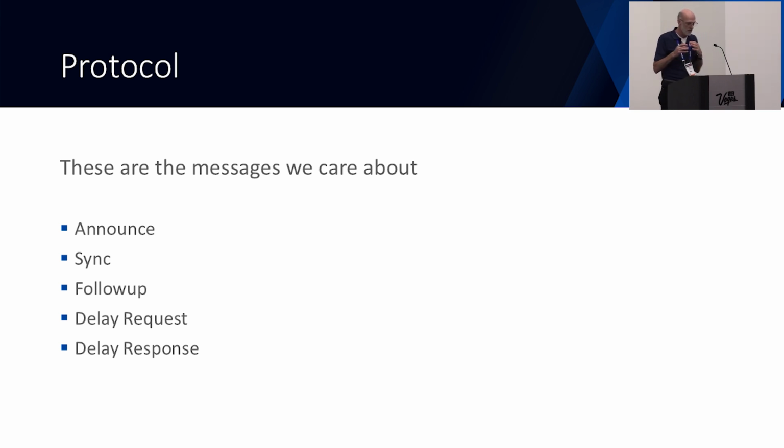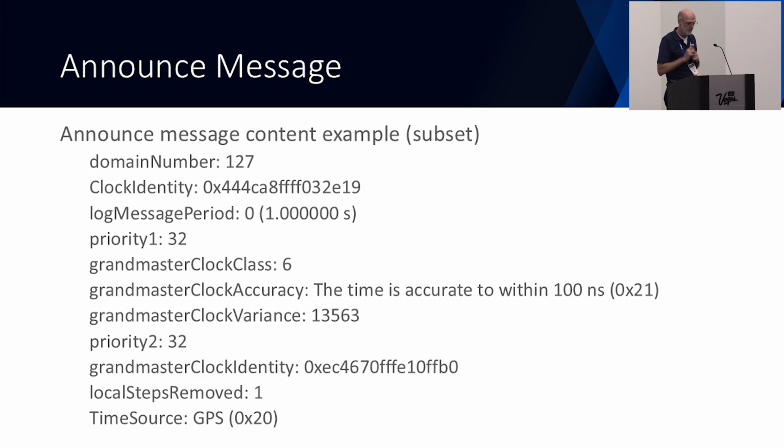So these are the messages that we'll talk about. There are other messages part of the protocol, but we'll look at announce, sync, follow-up, delay request, and delay response. So this is an announce message. This is the content of an announce message. We can see that there's a domain number in there. There's clock identity. There's priorities. There's grandmaster class, there's a clock class, the clock accuracy, and other information, okay? We'll go back to what that's used for.